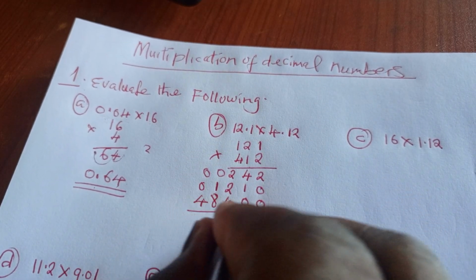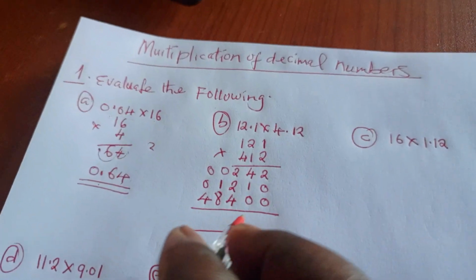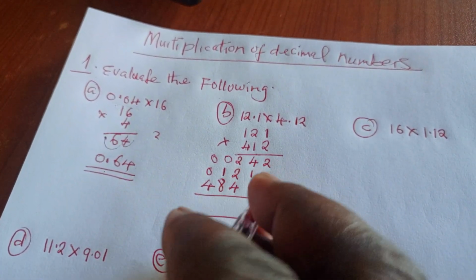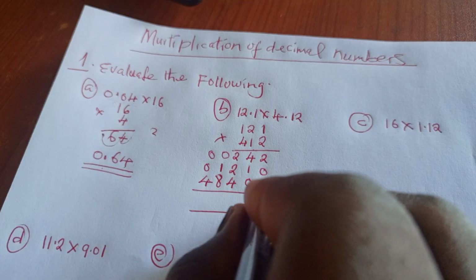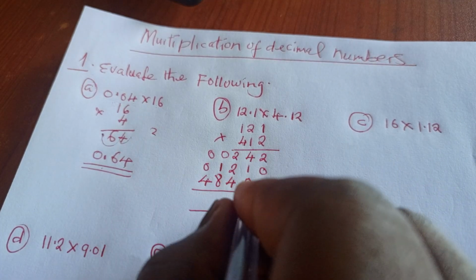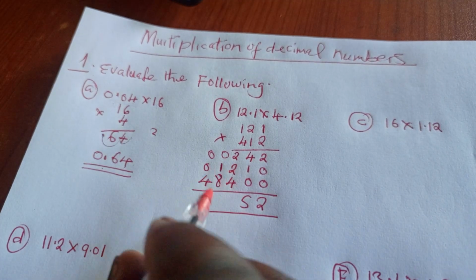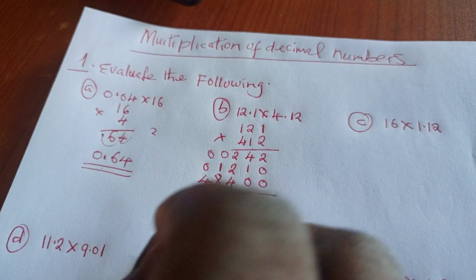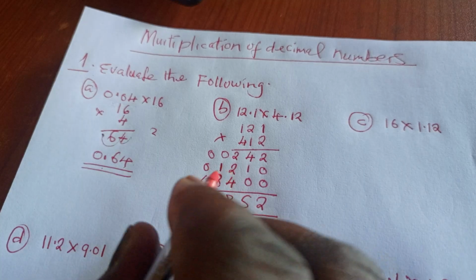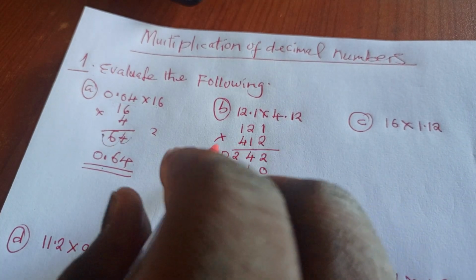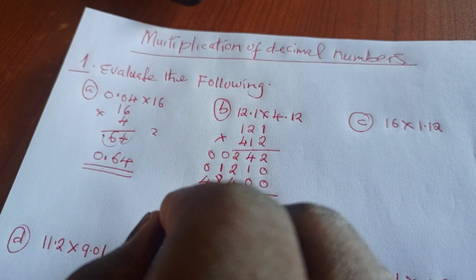Then from here I'll add. I'll say 2 plus 0, which is 2. So I put a 2 here. Then here I'll put a 5. Here I'll put 2 plus 2, 4, 4 plus 4, which is 8. 0 plus 1 plus 8, which is 9. 0 plus 0 plus 4, which is 4.